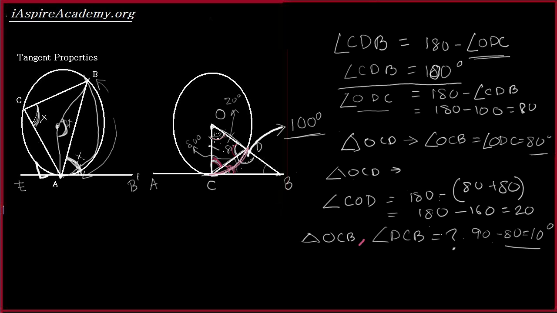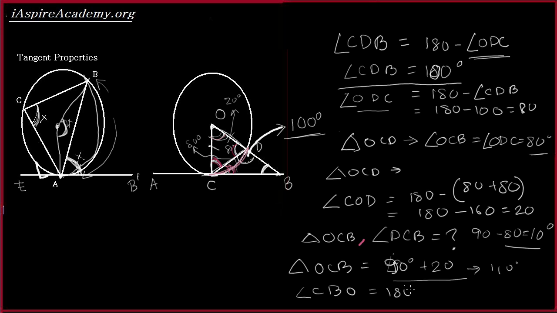Anyway, we have now got most of the angles. Here this is 10. The last remaining angle is this. If you consider triangle OCB, it is a right angle triangle. So we have one angle of 90 degrees, then this is 20 degrees, so that makes 110. So this angle, angle CBO, equals 180 minus 110 equals 70 degrees.